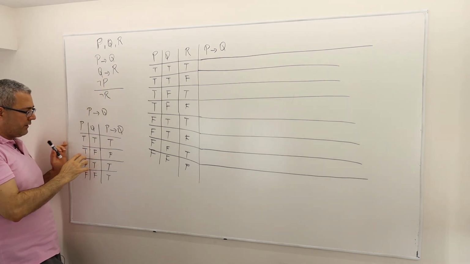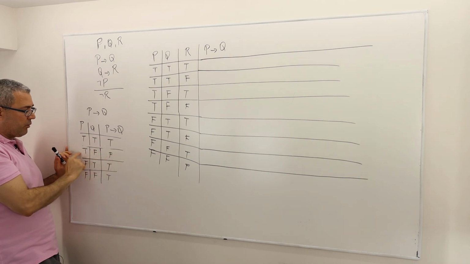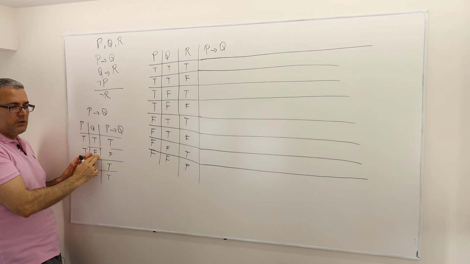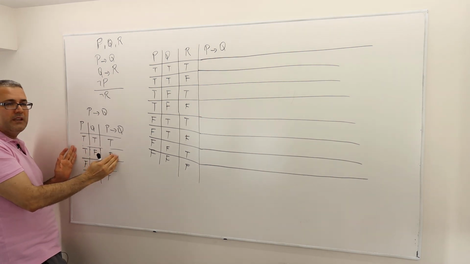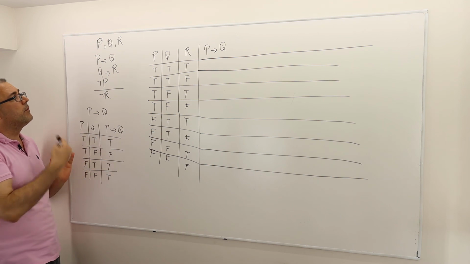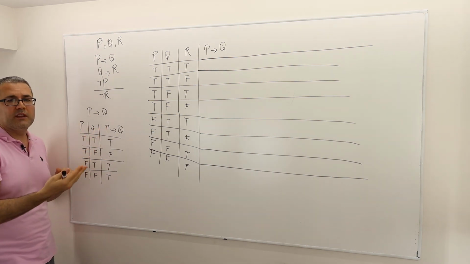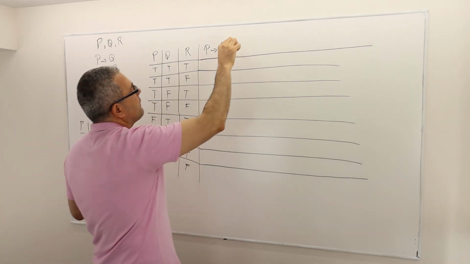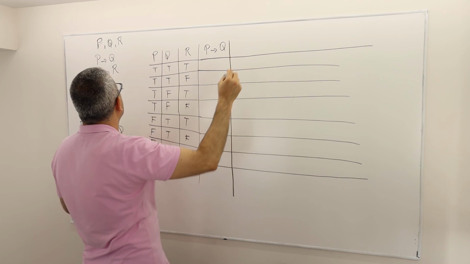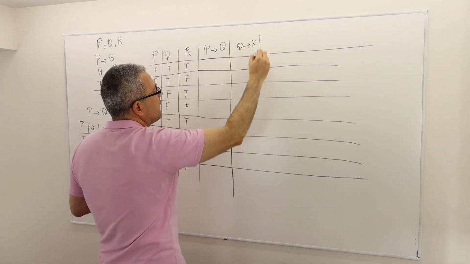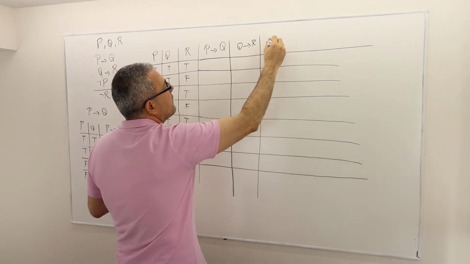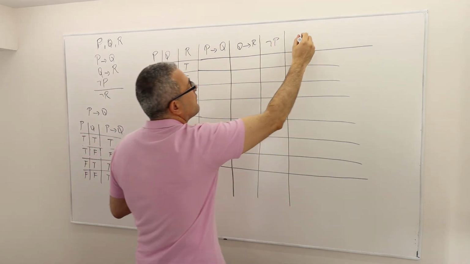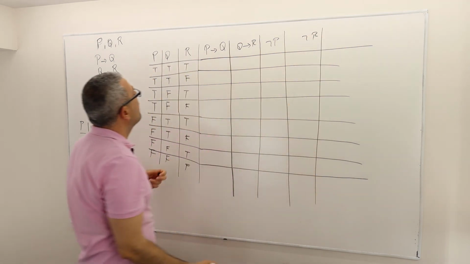So what I want to do is that I'm not going to have a situation like this, right? This meaning the premises are true, and then the conclusion is false. I don't want this to be the case. So this is basically what we mean by proving the argument or showing that it is valid. So P implies Q is the first premise. And then Q implies R is the second premise. And the not P is the third premise. And then I have the conclusion, not R. All right?